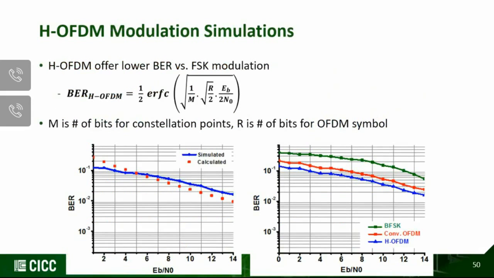This slide shows the BER performance in the simulation compared with the other modulation types. So for example, if you compare BFSK versus hybrid OFDM, you can see that the BER performance is improved. And if you look at the simulated and calculated, it's almost the same that we have achieved here.